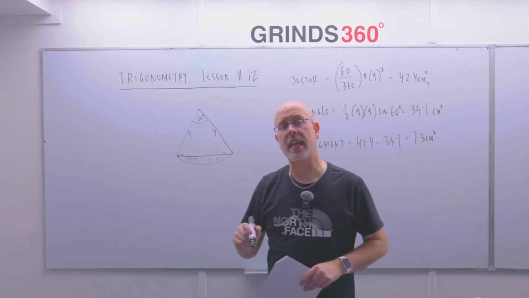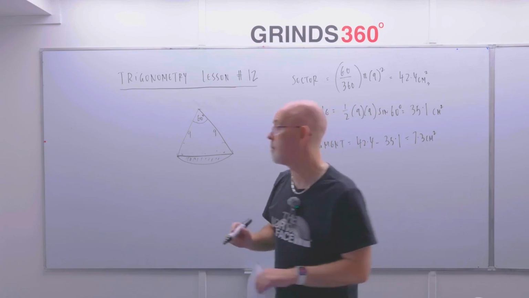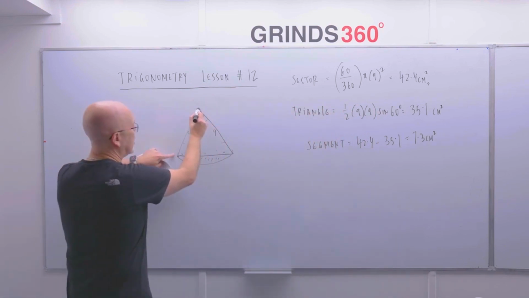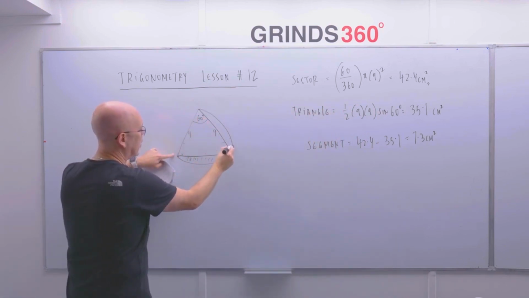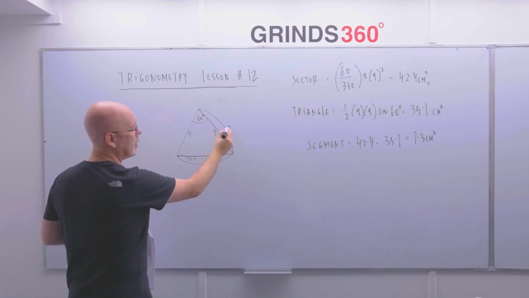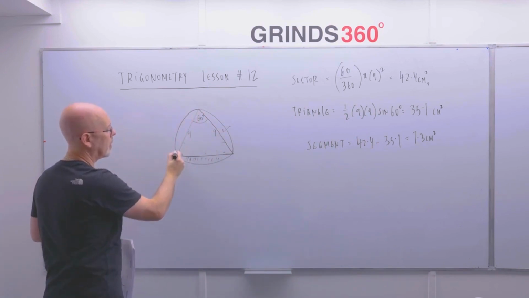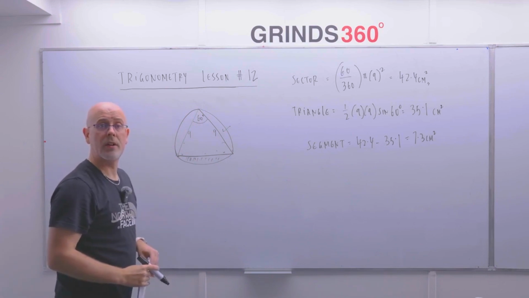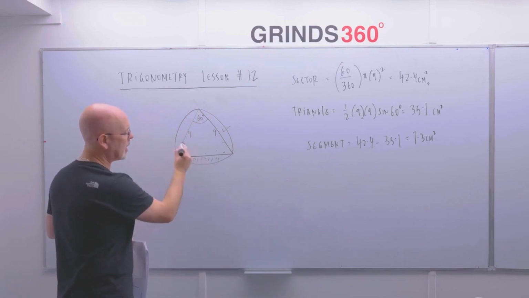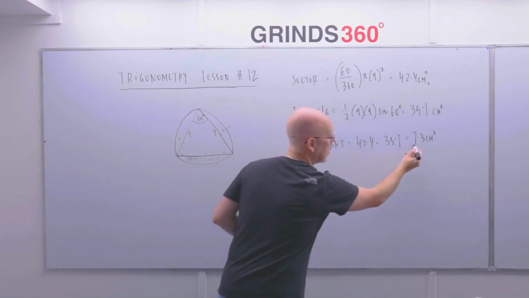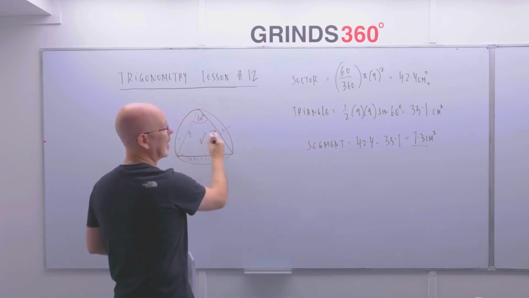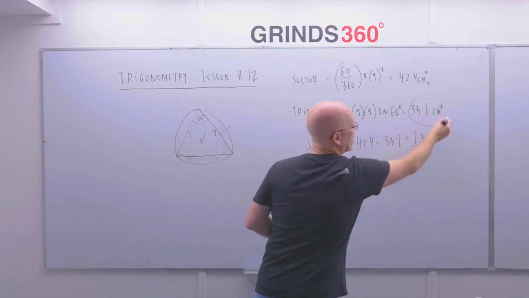Now, it might be worth just taking a second. It might be obvious, it might not. But this segment here is also 7.3, because all the measurements are the same. And so is that one. So I've got all the information I need now to get the total area. It's three of these, three segments, plus the triangle in the middle, which I found already.